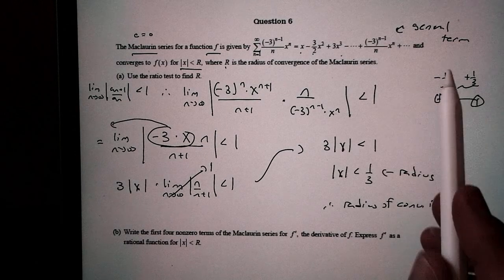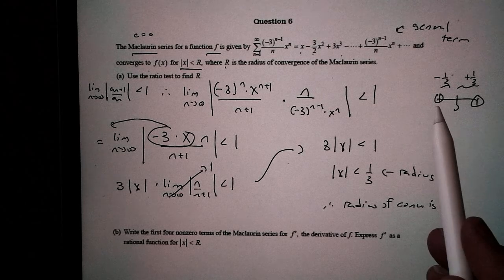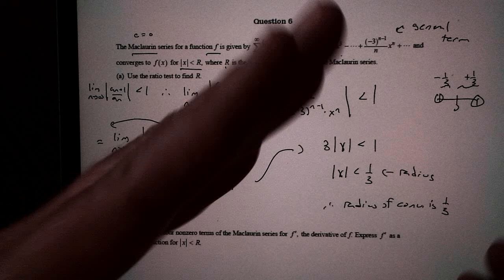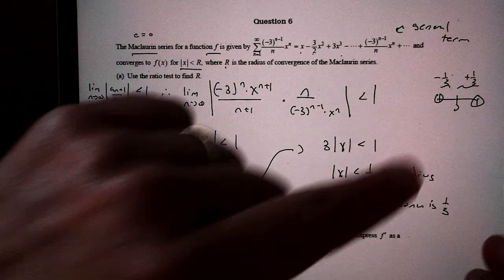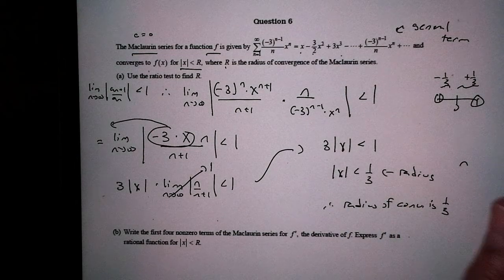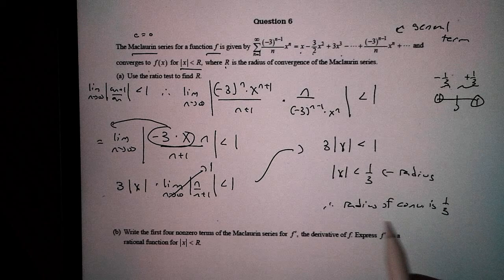Now, they're not asking for it here, but they might ask, well, what is the interval of convergence? Well, anything within plus or minus 1/3 will converge. But you still have to check the endpoints to see if the endpoints would converge, okay? But that is not what they're asking for here. So we're done right there.